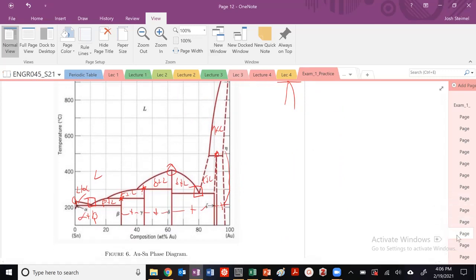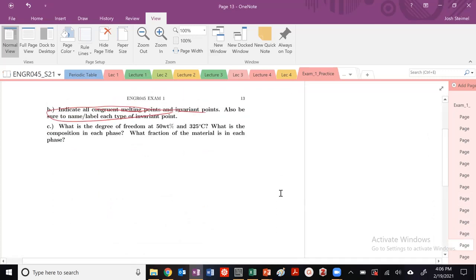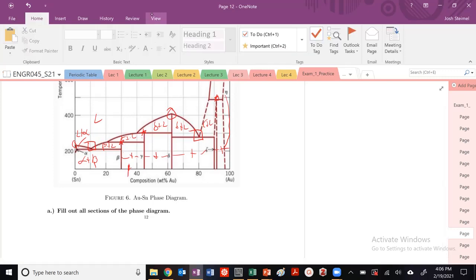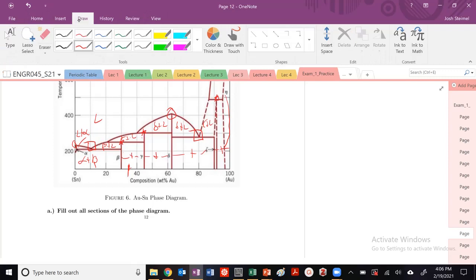Now let's answer the last part of the question. What is the degrees of freedom at 50 weight percent and 325 degrees C? Professor Steinel should have indicated weight percent or atomic percent. So this is 30, so 35. It's about right here. What was our temperature? I'm going to erase right here right now.